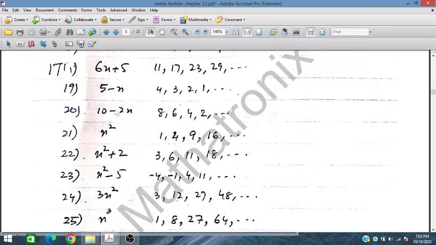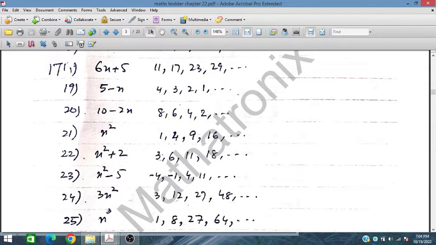So this is 10 minus 2n. So this is 8, 6, 4, 2. So even number countdown. So this is n square. So n square is 1, 4, 9, 16, 25, and then 36, 49, and then 64, 81. So this is n square plus 1.